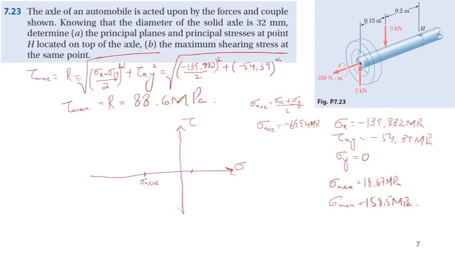So the maximum will be sigma average plus radius, over here, and that is 18.68, and the minimum will be sigma average minus radius. And if you draw the circle, it will be something like this. And the maximum shear stress will be over here, tau max, and that will be equal to 88.6 megapascal.